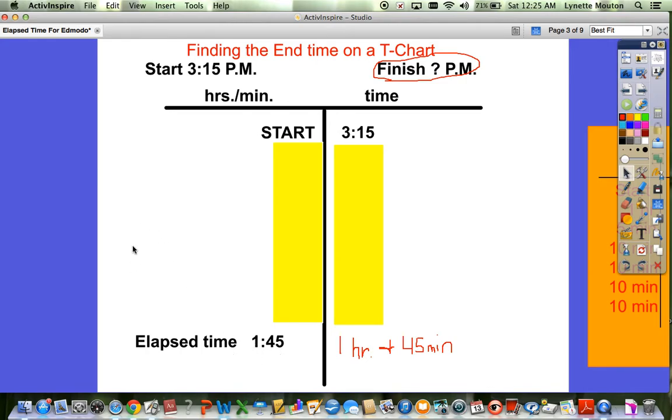Just like on our other chart, we want to start with the hours if there are any, and there are this time. They want 1 hour to pass. So we're going to go ahead 1 hour, and that will take us to, you guessed it, 4:15. Now our hours are done. Now we have to count our minutes.